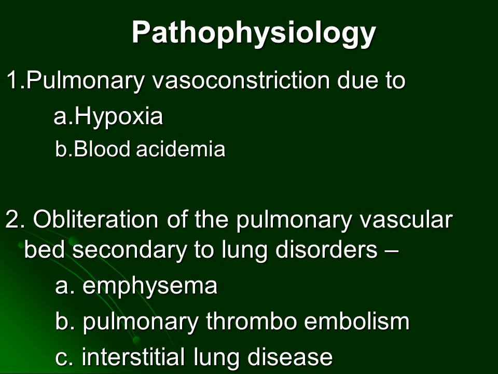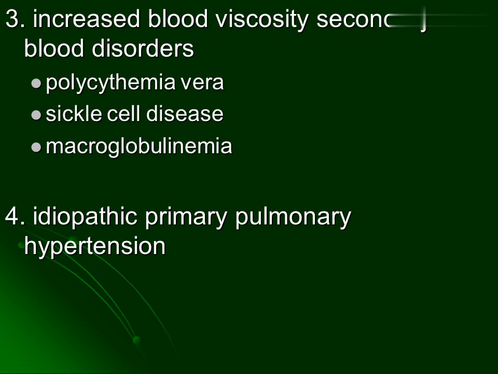Pathophysiology. 1. Pulmonary vasoconstriction due to A. Hypoxia, B. Blood acidemia. 2. Obliteration of the pulmonary vascular bed secondary to lung disorders: A. Emphysema, B. Pulmonary thromboembolism, C. Interstitial lung disease. 3. Increased blood viscosity secondary to blood disorders: polycythemia vera, sickle cell disease, macroglobulinemia. 4. Idiopathic primary pulmonary hypertension.